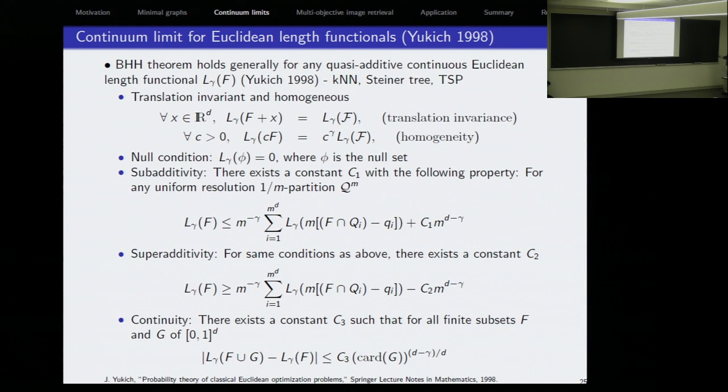So this is where the quasi-additive property comes in, and then continuity is a property that makes a lot of sense. If you construct the tree or the graph over the union of two sets of points, then the graph length will increase by an amount which is upper bounded basically by the cardinality of the number of points that you've added to the initial set, raised to this power, (d minus gamma) over d.